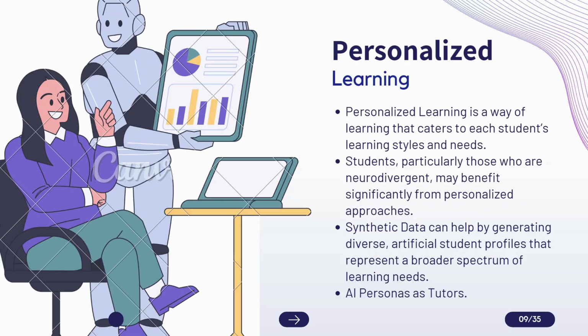It has been observed that not everybody learns at the same pace, and that should not result in them being left behind. Personalized learning with AI is a way of learning that is customized to each student's learning styles and needs. This could also significantly benefit students who are neurodivergent or dyslexic. In this regard, synthetic data can help by generating diverse artificial student profiles that include a broader spectrum of learning needs. For example, synthetic student teacher conversations can be generated by advanced AI models such as DeepSeek, which are then used to train intelligent tutoring systems.